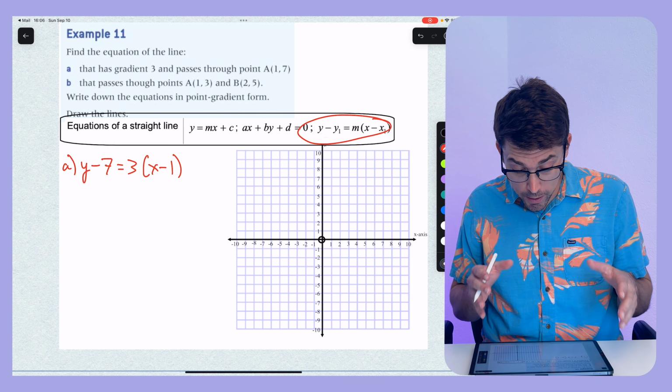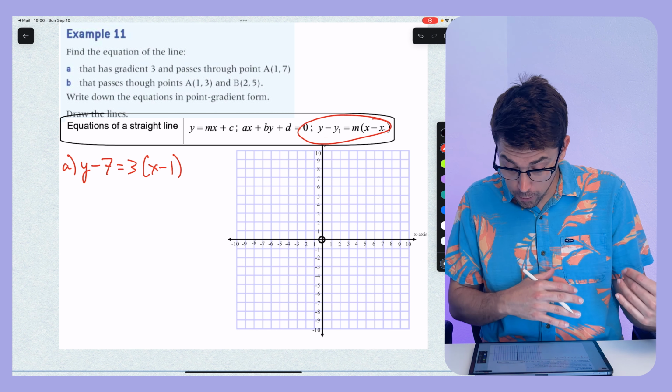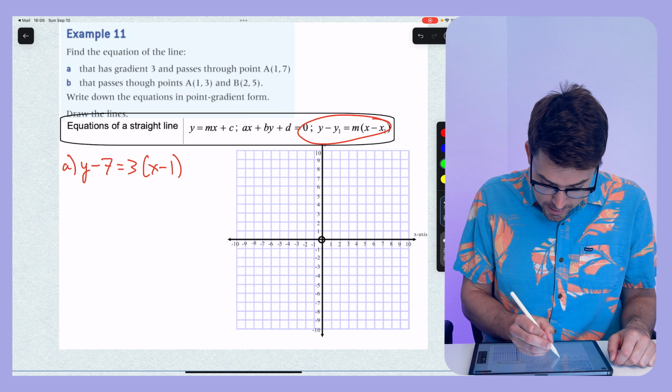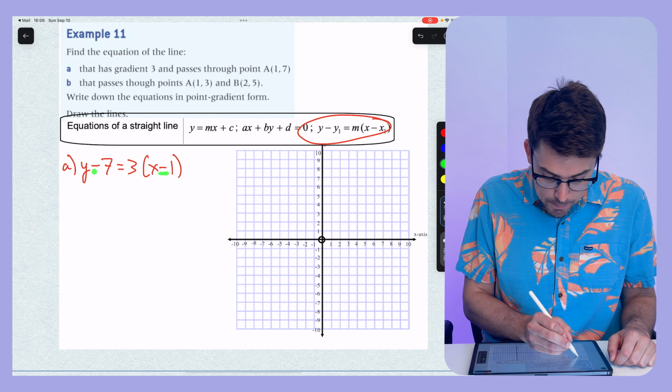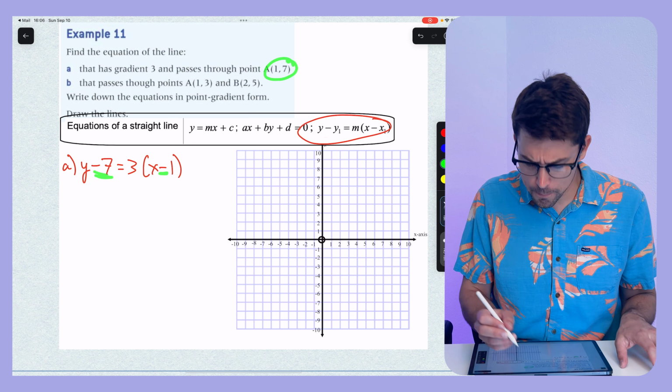So that is how I'm going to write a problem where I'm given a point and a slope in point slope form. It's that easy. And one thing to notice is that this is written as minus 1, this is written as minus 7, kind of the opposite polarity of our coordinate.